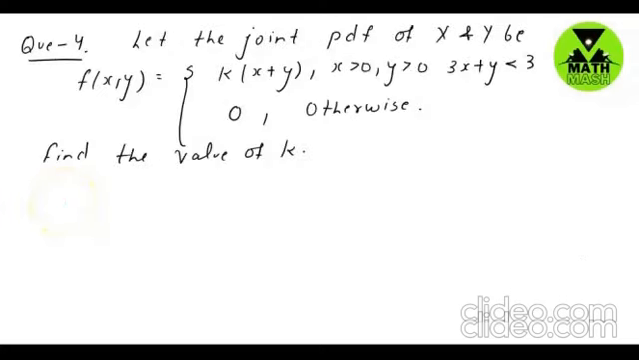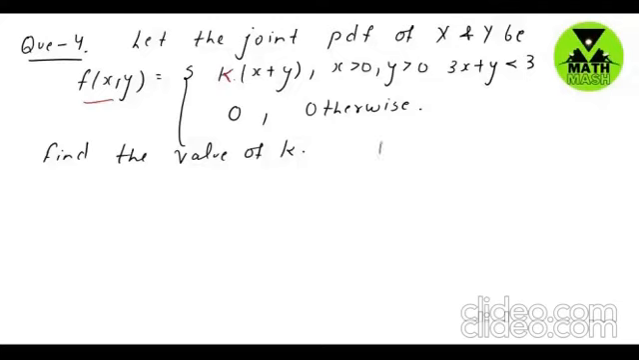The question is, let the joint PDF of x and y be f(x,y) equals k into (x plus y), where x is greater than 0, y is greater than 0, and 3x plus y is less than 3, and this is 0 otherwise. Find the value of this constant k. Now the first step is to sketch the region where the function is defined.